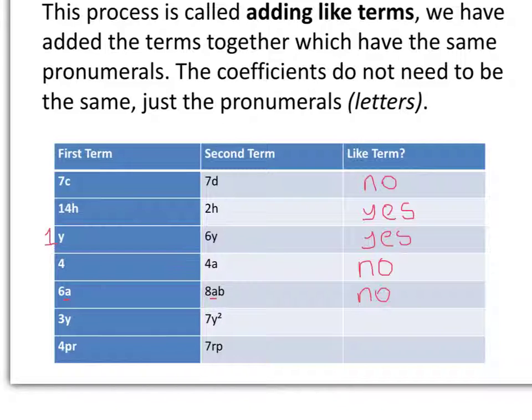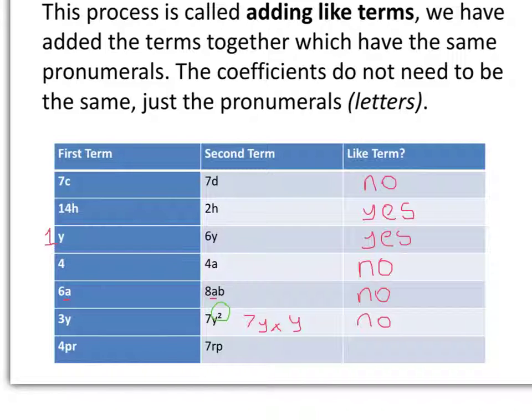And similarly, in this one underneath, we have 3Y and 7Y squared. Because this one here is 7Y times Y, these aren't like terms. So that's something that's important to remember. If you've got the squared on one of the letters, that means that they aren't like terms anymore.